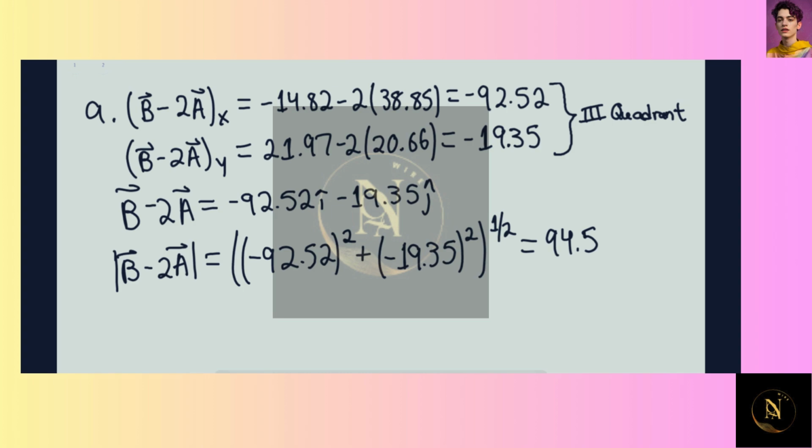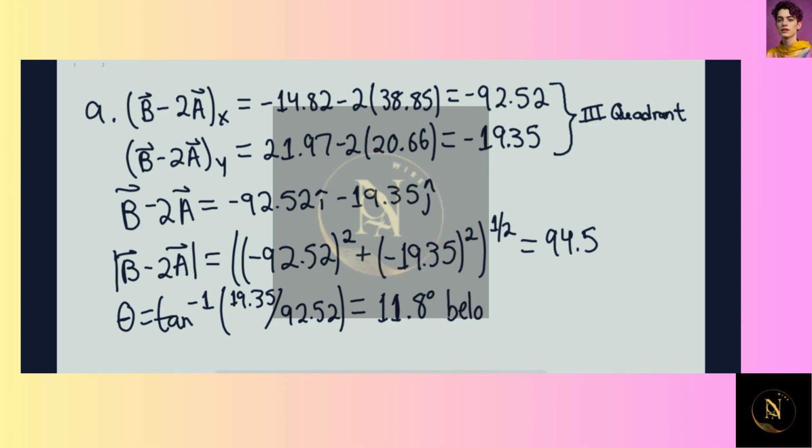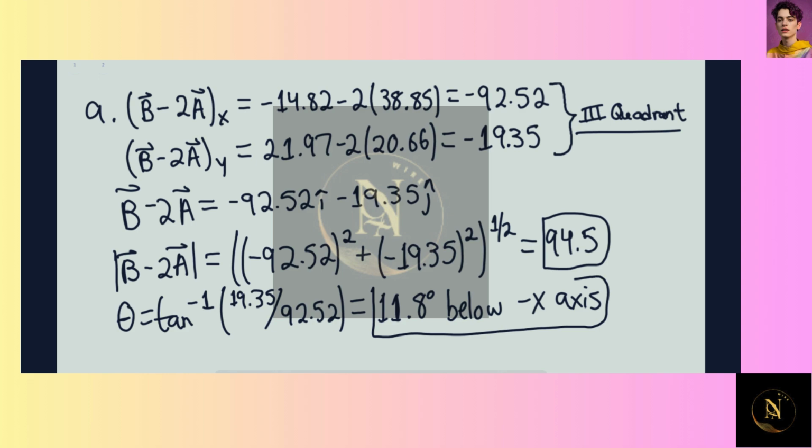And then we can solve for theta, the angle. This will be arctan of the y component, 19.35, divided by the x component, 92.52. And this is equaling 11.8 degrees. And this would be below the negative x axis in order for the vector to lie, again, in the third quadrant. So this would be our magnitude, and this would be our direction.